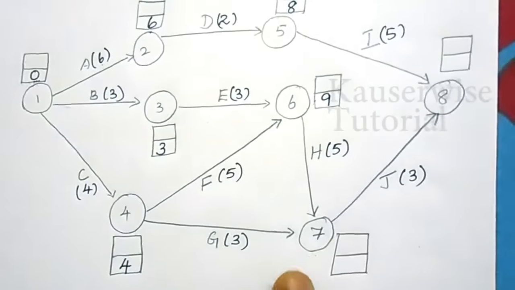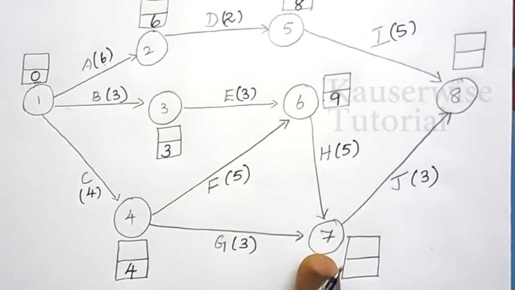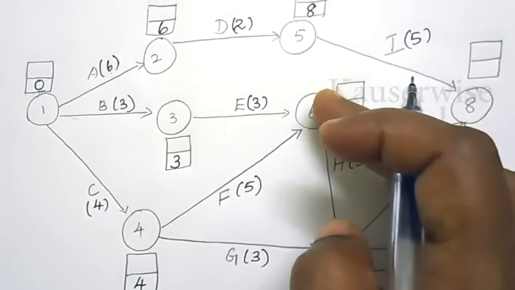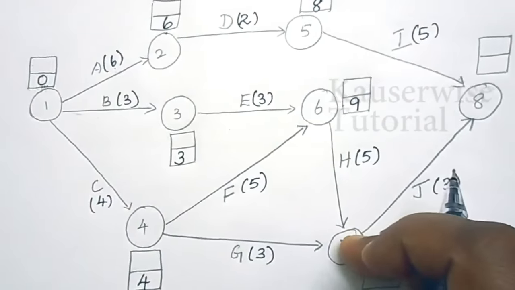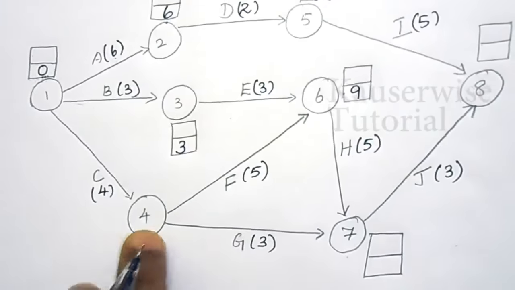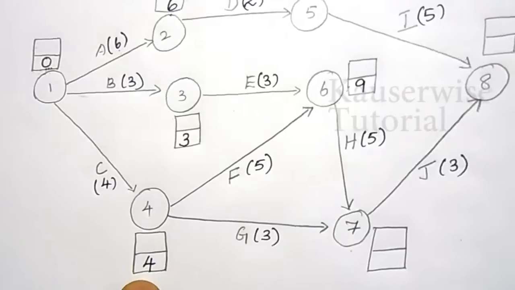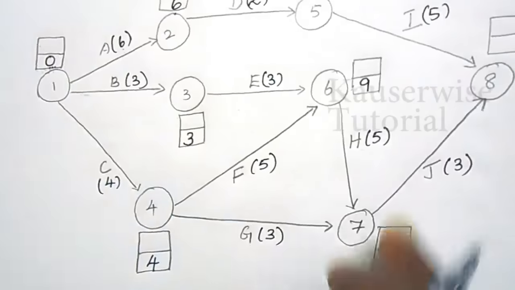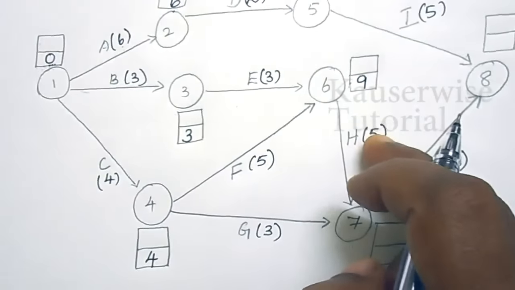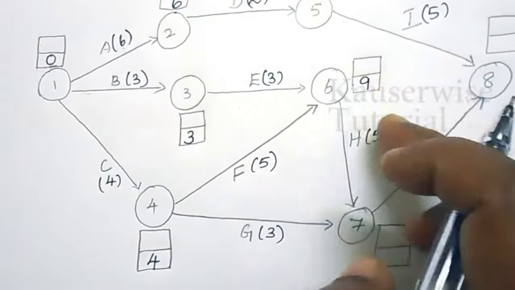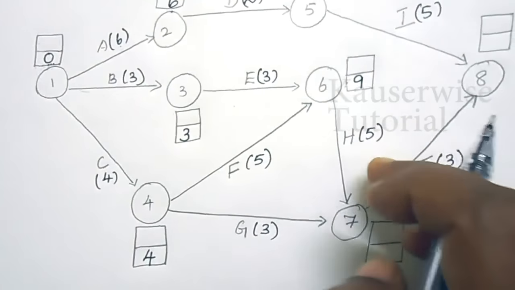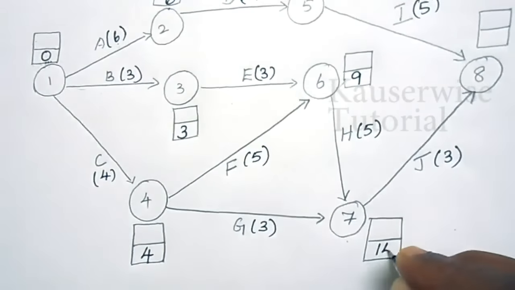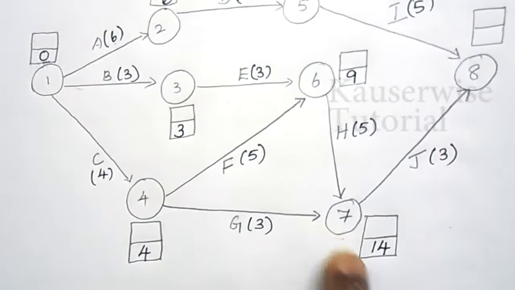Then, node 7. For node 7 also, here we have two options. That is, from 4 to 7 and from 6 to 7. Again, you have to find the maximum value. So, look at this. For node 4, the earliest start time is 4. So, 4 plus 3 is equal to 7, or 9 plus 5 is equal to 14. So, which one is maximum? 9 plus 5 is equal to 14. 14 is the maximum value when compared to this calculation. So, take 14 as earliest start time for node 7.